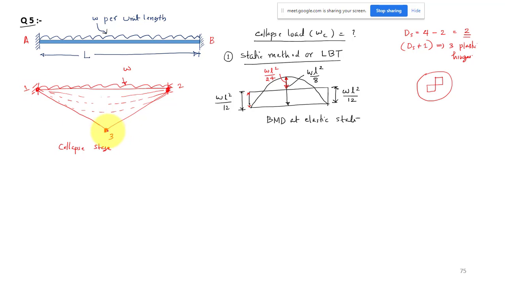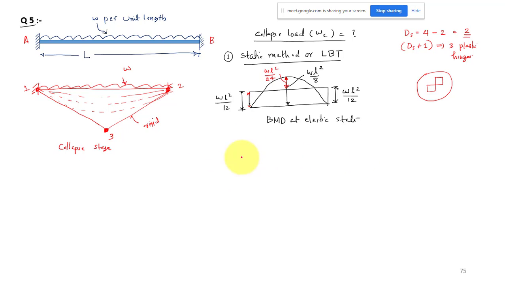Finally a stage will come where the third hinge will form, and once the hinge has formed, this part will deform like a rigid bar. There will not be any bending. It will be just linear, straight. So this is the stage at which we are analyzing our structure. We have to draw the moment diagram at this collapse stage, or you can say at the plastic state. That moment diagram only we have to draw.